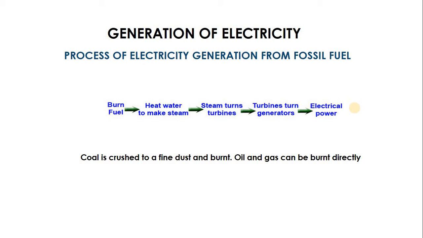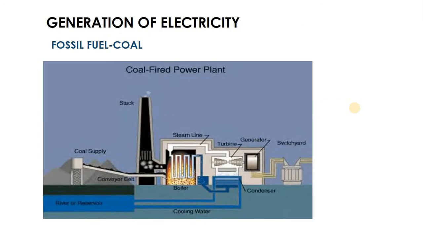Now I'll be looking into detail at some of the power generation plants that we have, and to start with, we'll look at a coal-fired power plant. Okay, so as you can see, we have the boiler here, we have the turbine here, we have the generator here, and then we also have the coal supply.